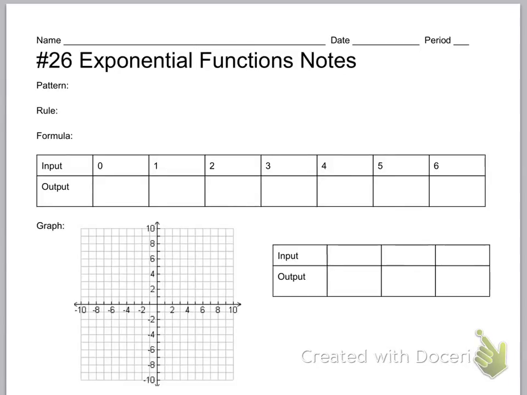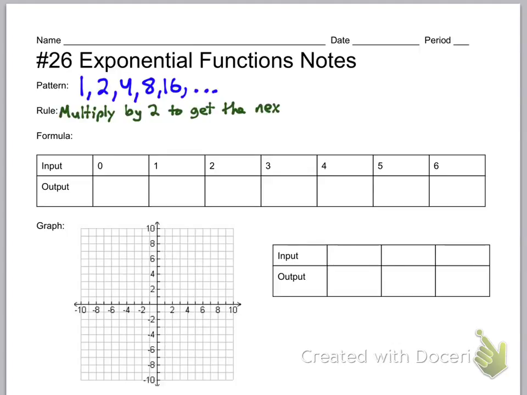Hey everyone, I'm going to do some exponential function notes here real fast, and I just want to show you a pattern and get your thoughts on it. So here's the pattern. It's 1, 2, 4, 8, and 16, and so forth. The rule is that you're doubling it every time, or in other words, multiplying by 2.